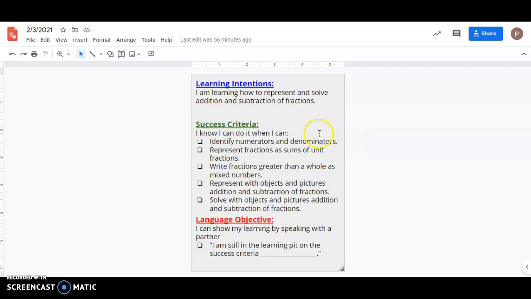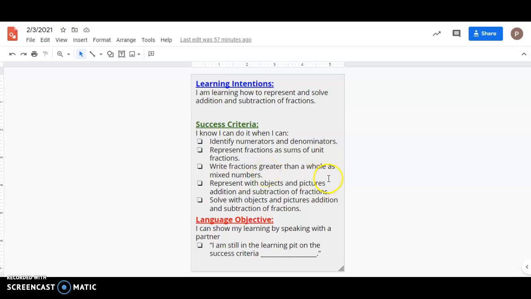Hello ladies and gentlemen, today we are extending our learning on how to represent and solve addition and subtraction of fractions. Today we're even going to extend it a little further by seeing addition and subtraction of fractions in word problems. We can do it by making sure we can identify numerators and denominators, represent fractions as the sum of unit fractions, and write fractions greater than a whole as mixed numbers. And I know yesterday many of you figured out, hey, if it is not greater than a whole, we cannot make a mixed number from it, which was an amazing discovery for you.